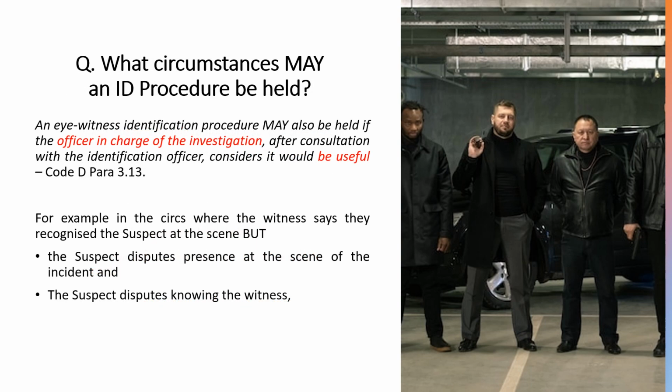And another really important question, what circumstances may an ID procedure be held? An eyewitness identification procedure may also be held if the officer in charge of the investigation, after consultation with the identification officer, considers it would be useful. Code D paragraph 3.13. For example, in the circumstances where the witness says they recognize the suspect at the scene, but the suspect disputes presence at the scene of the incident, and the suspect disputes knowing the witness.